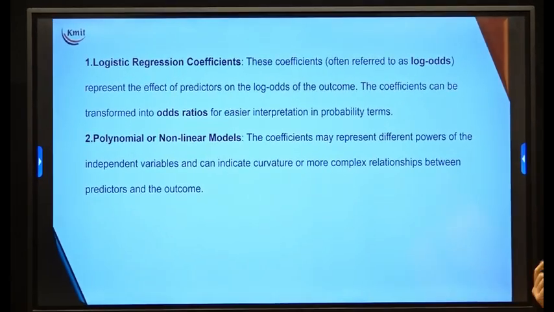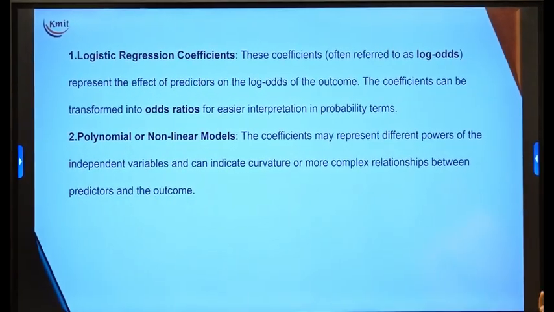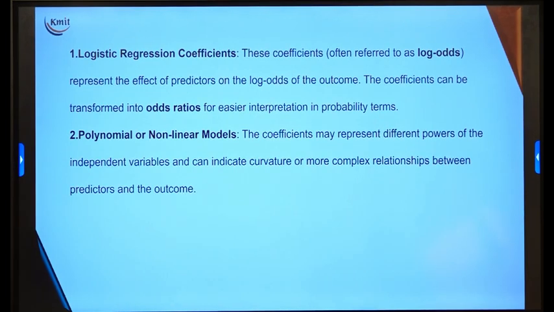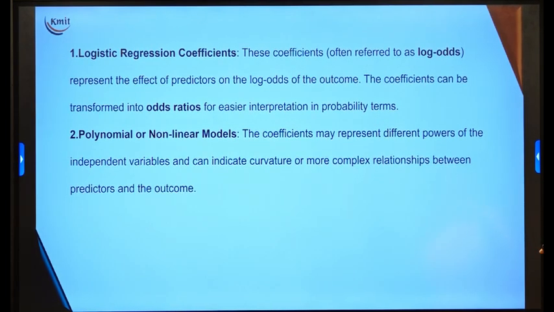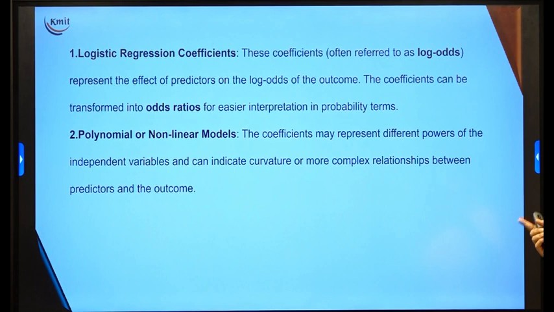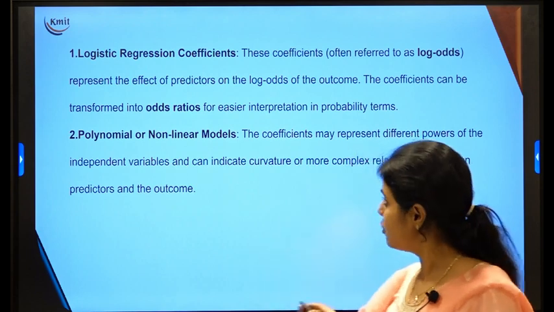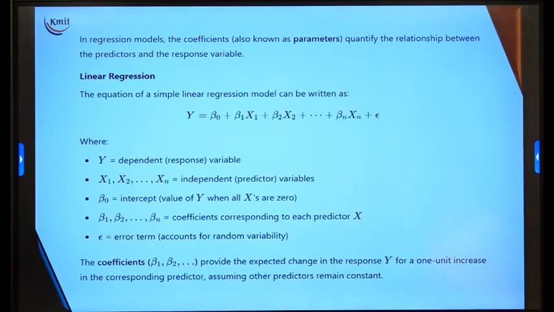Now another one is the polynomial or nonlinear method, where we use different powers of the independent variables. We have a curve-like relation between predictors and outcome, that is, the input and output variables. So depending upon the type of regression model we choose, we have different coefficient values. Now let's talk about linear regression. In a regression model, the coefficient gives you the relation between input and output, as discussed.